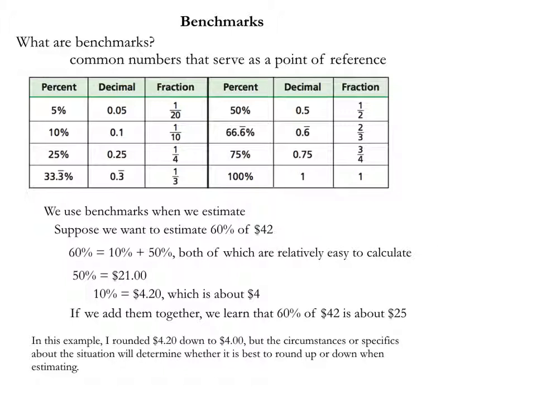Now, in this example, I rounded $4.20 down to $4. But the circumstances or the specifics about the situation you're in are going to determine whether it's best to round up or round down when estimating. So that could really change. It might be that you want to round $4.20 up to $5, and then we'd have $26. So in some circumstances, you're going to want to estimate high, and in some, you're going to want to estimate low. So you need to use problem solving and logic to determine which one makes the most sense in each scenario.